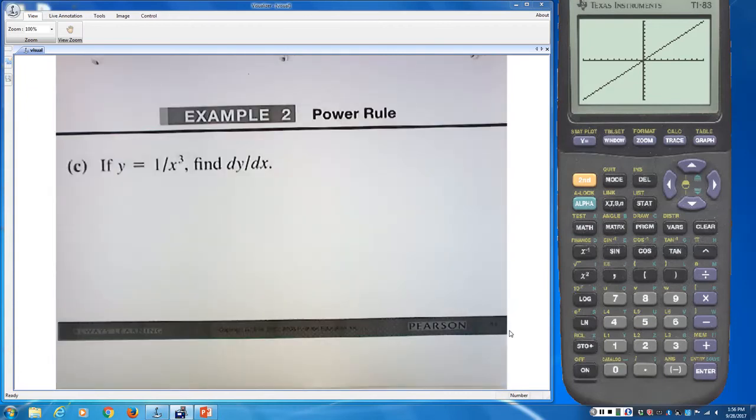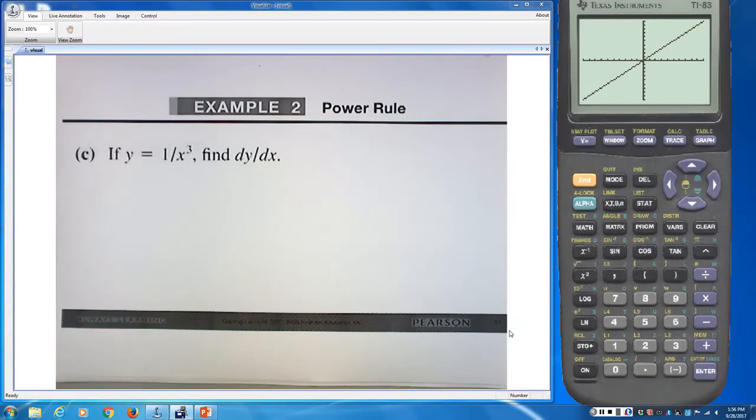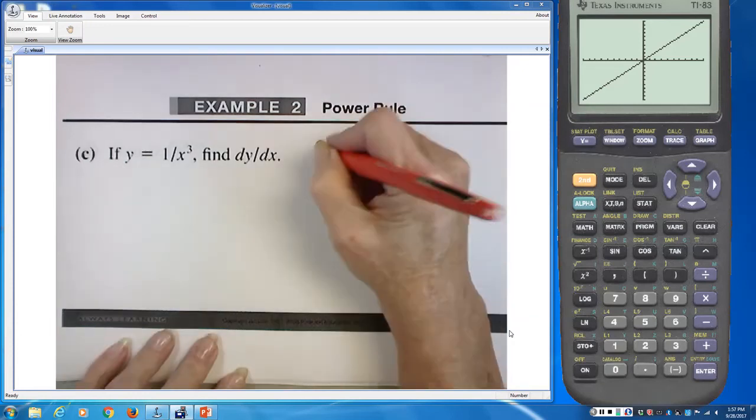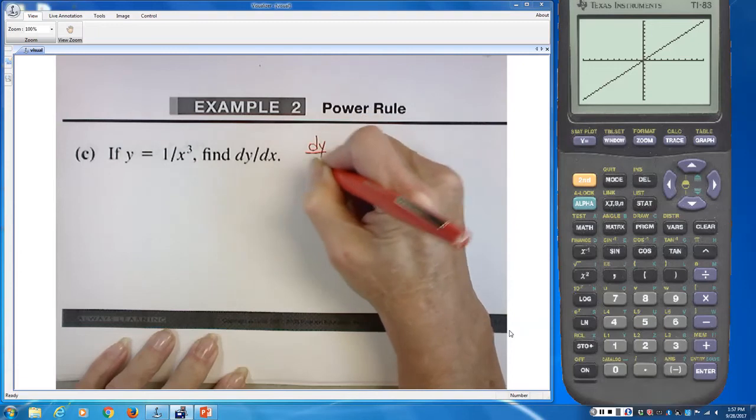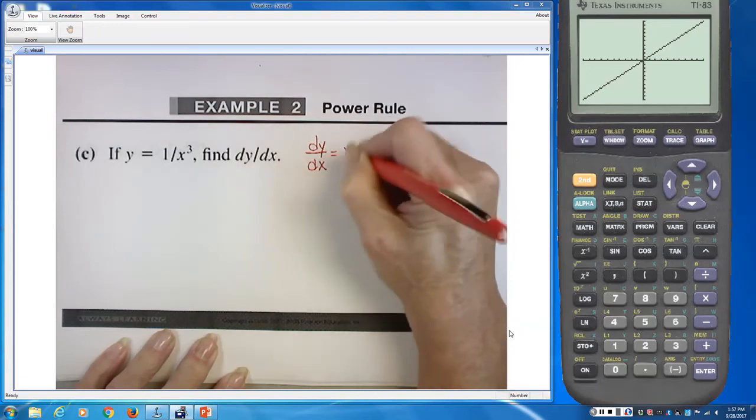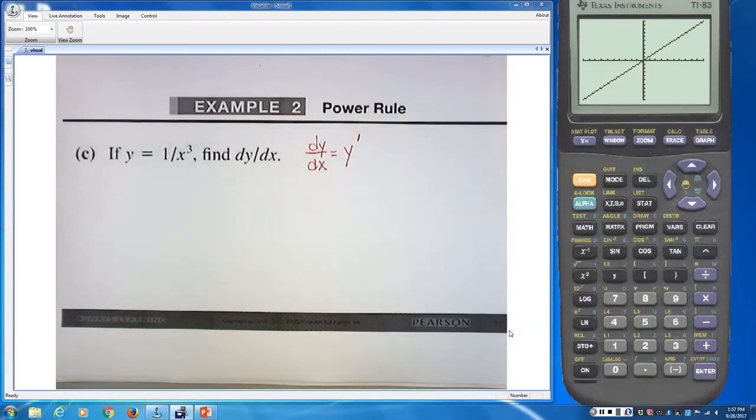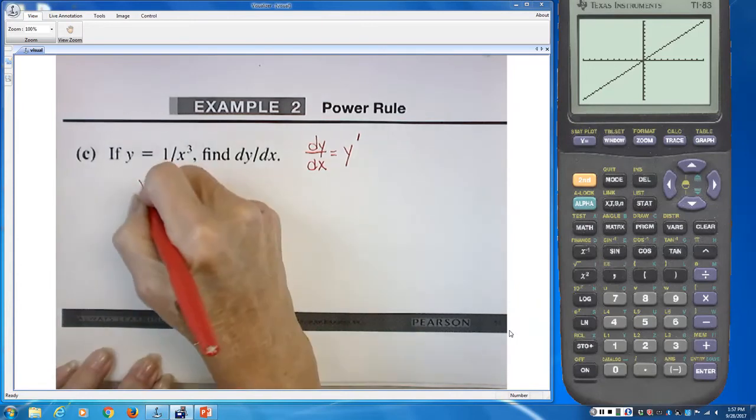Okay, if y is equal to 1 over x to the 3rd, find the derivative. That's all that dy dx means, is the derivative. Find the derivative. So dy dx, or y prime, how am I going to apply my power rule? Because remember, this is what y looks like.